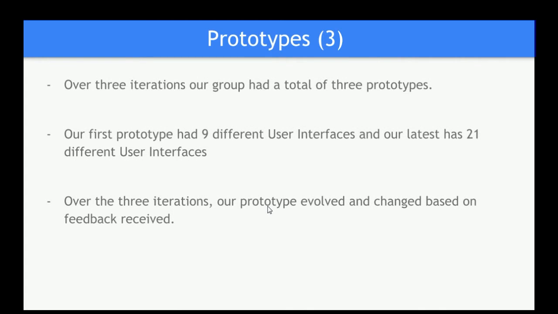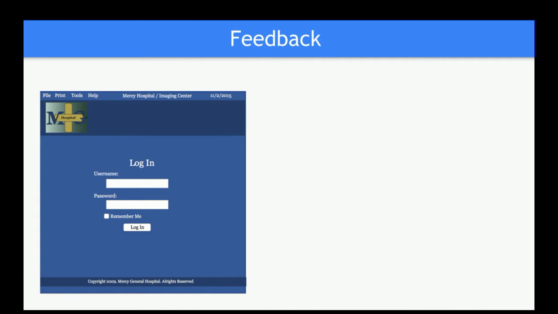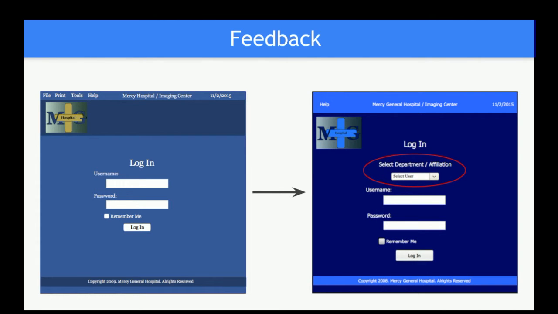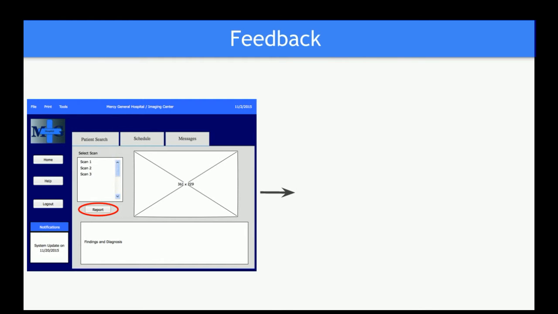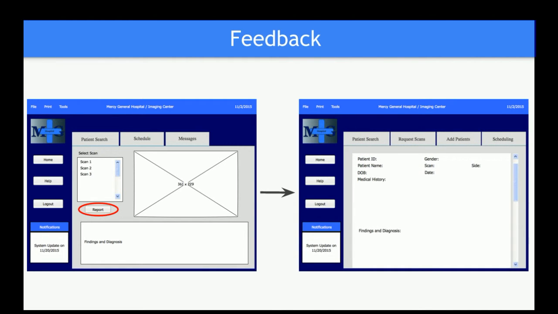We completed a total of 3 prototypes, evolved over each iteration based on the feedback we received, which is displayed here, along with how we made improvements based on this feedback. A feedback question was, how does the login differentiate between the different users? We address this by updating the login UI to allow the user to select their relevant department or affiliation. Another question was posed, what does the radiologist button do? The radiologist button generates a detailed report, so we created a UI sample that would show the report.